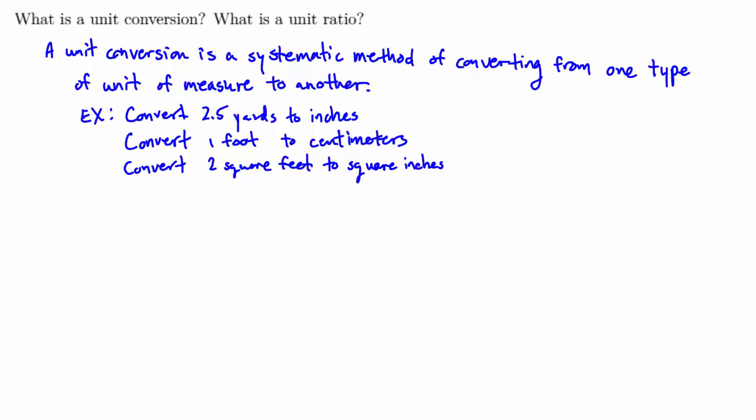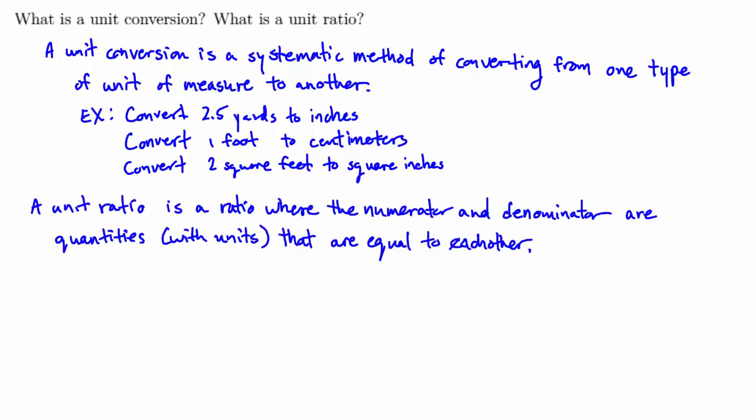Now let's discuss what a unit ratio is. So we saw a couple examples of these in those calculations that I did moments ago. A unit ratio is a ratio where the numerator and denominator are quantities, each that have units, that are equal to each other. So let's list a few examples of those. We saw a couple in the calculations that we did. We can write a unit ratio of 1 yard to 3 feet. 1 yard is equal to 3 feet, so that is a unit ratio.